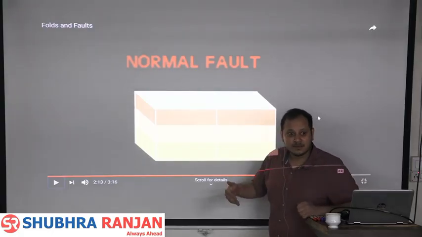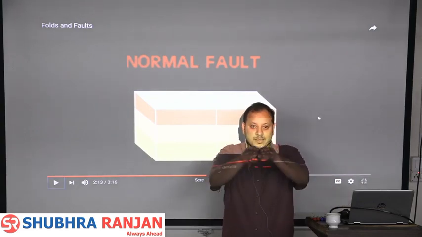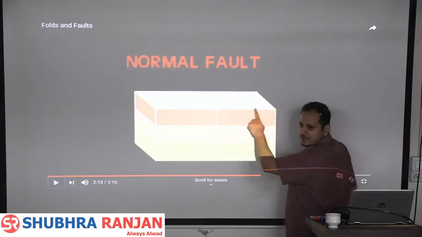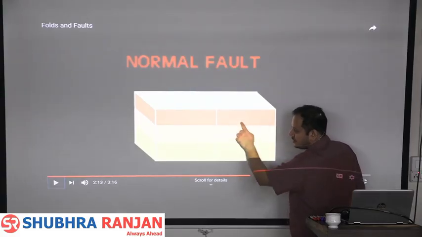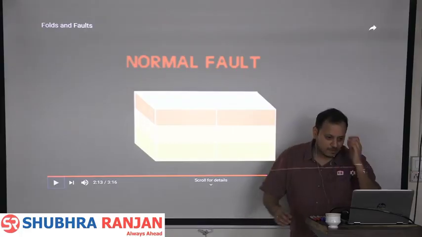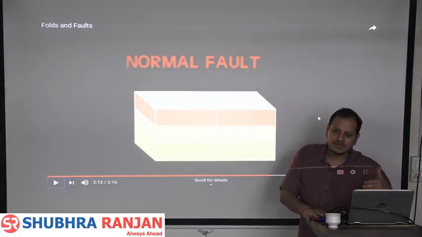Himalayas are mountains, but they are fold mountains. Vindhyas and Satpuras are mountains, they are known as block mountains. Why block mountains? Because they are flat. They are not like our original curved mountains, they are flat mountains. Normal fault, reverse fault, the impact of both is the same.